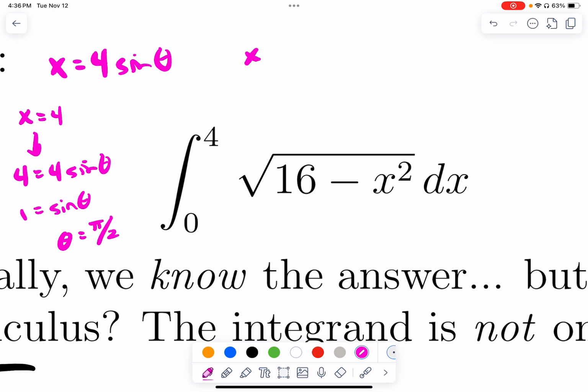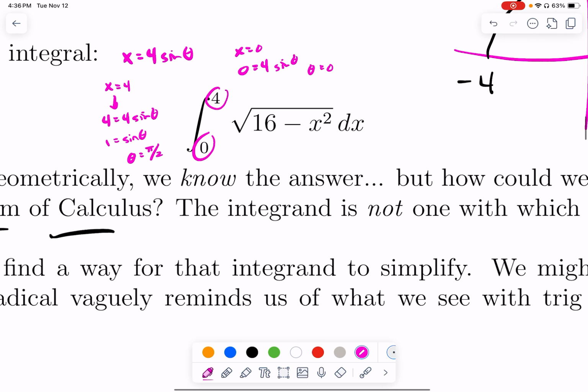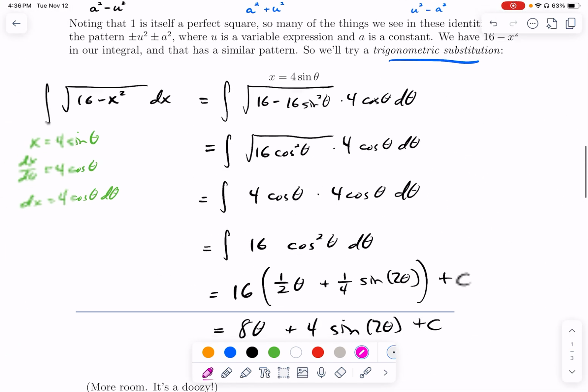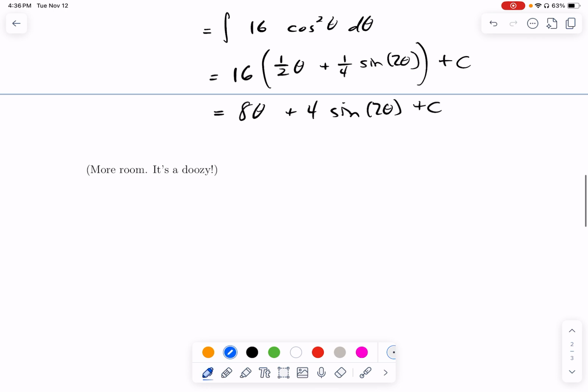If x is equal to 0, we would have 0 equals 4 sine theta, which means sine theta is equal to 0, which means theta is equal to 0. So if we wanted to, we could actually rewrite those endpoints. So I'm going to quickly get the numerical answer. You'll notice I knew this would take a lot of room.